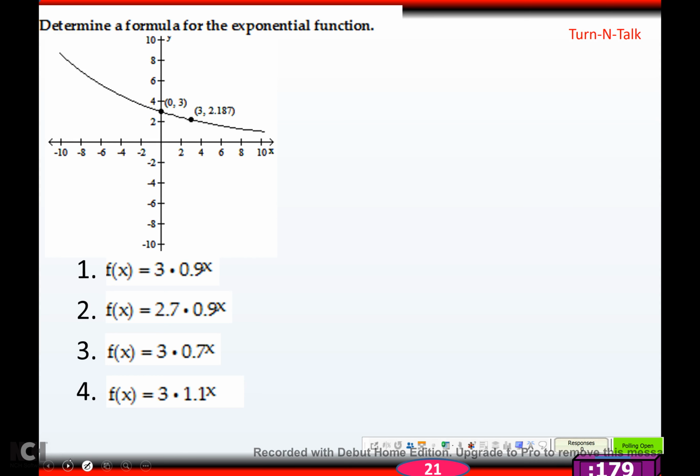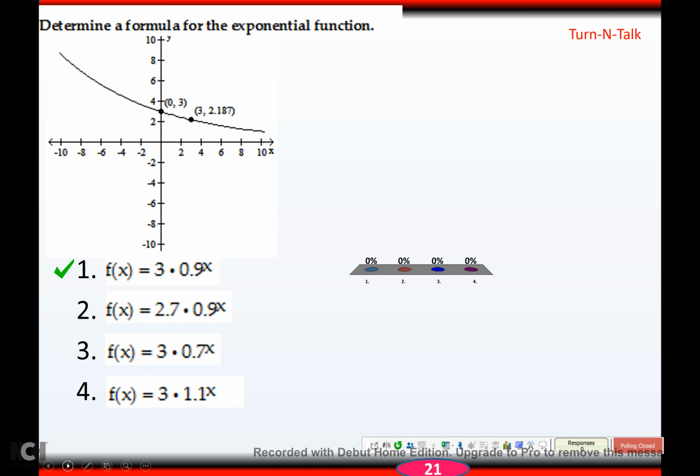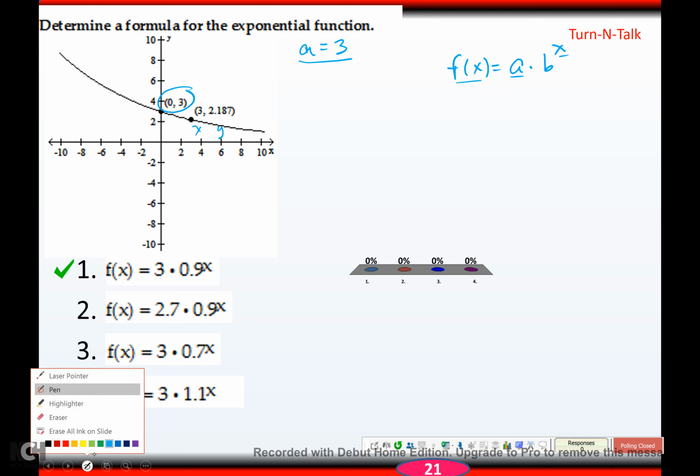And hopefully you got it. All right, if you did not, let's look at it. There's my y-intercept, so a is 3. Here's my other point, my x and my y. So in my population, I have f of x or y equals a times b to the x. So I know a, I've got to find b. So I need to plug in that and that, and that's why they give me another ordered pair to use.